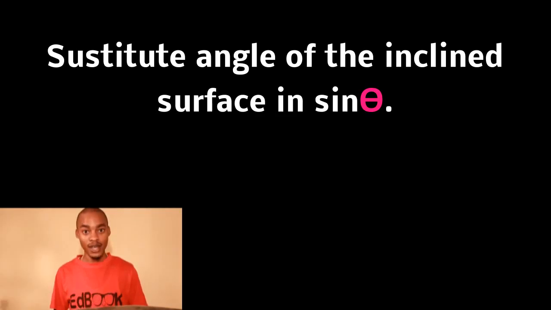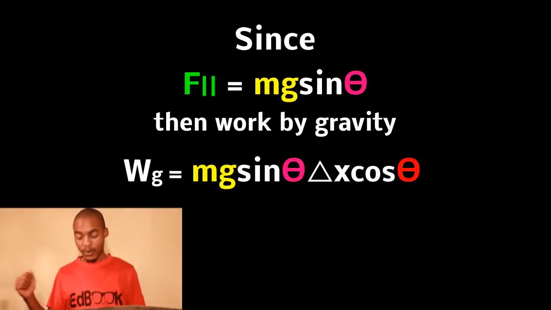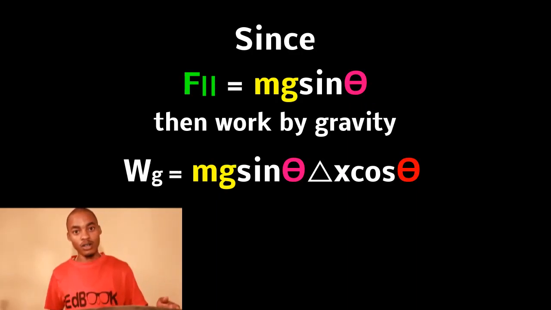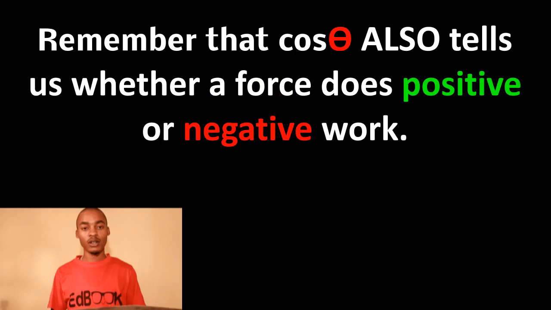So our force is actually the force of gravity that's parallel to the inclined surface, and we found that by mg sine theta, where we use our angle of inclination. As we finish off the rest of our formula, it will just be the usual delta x cos theta as well. You remember that cos of theta tells us whether or not the force applied is doing positive or negative work. In this case, whether gravity is doing positive or negative work depends on whether the object is moving up or down an inclined surface.